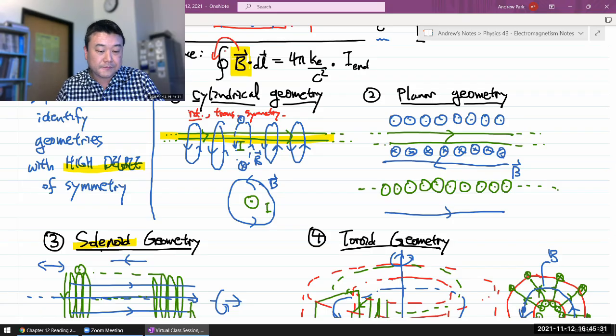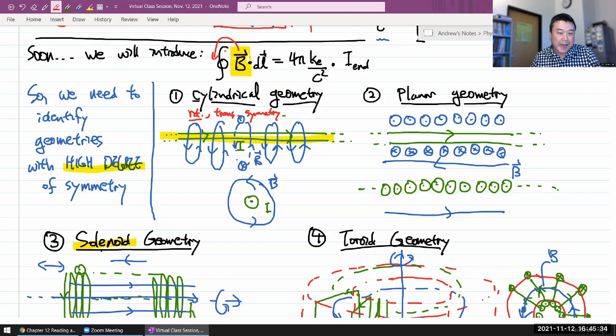So I say that's the upside, because in the lecture, you will see examples of application of Ampere's law using each of these four geometries. If you learn them all, then that's it. You've learned everything there is to know in applying Ampere's law.